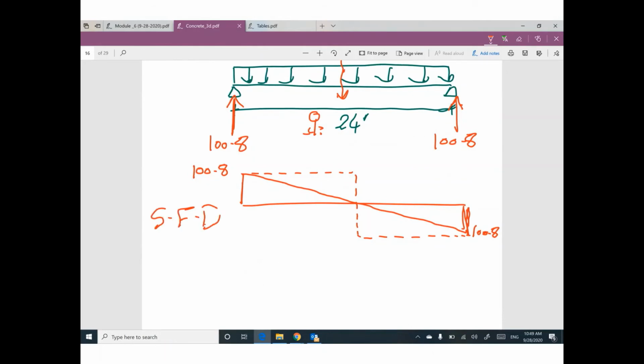That means your V ultimate equals, what is the maximum value of shear? Here are the values of shear. What is the maximum value? I don't care about positive or negative. We don't care about signs. In shear, we don't care. Our concern is what is the value, the absolute maximum value? It's 100.8 kip.